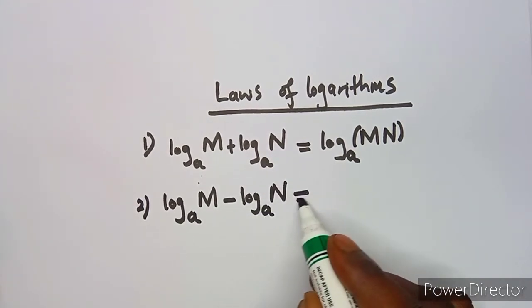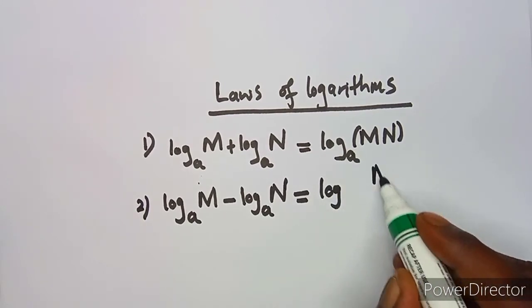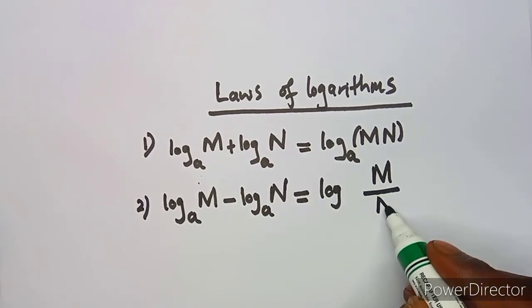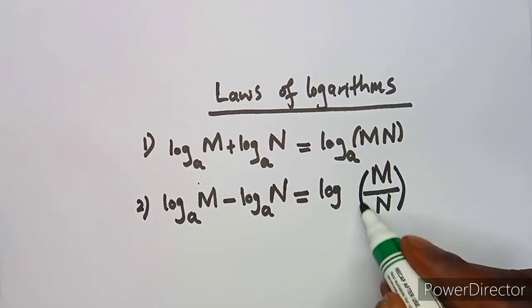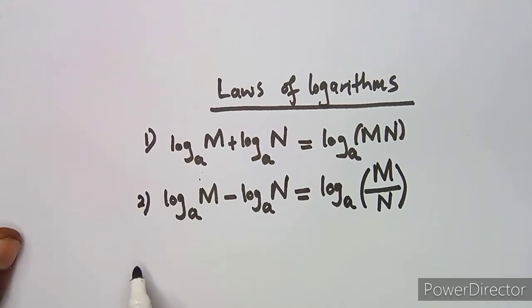This time we can be subtracting logarithms. We divide the numbers now. So we are going to divide them under a base of a, the same base which is a. So that's another law.